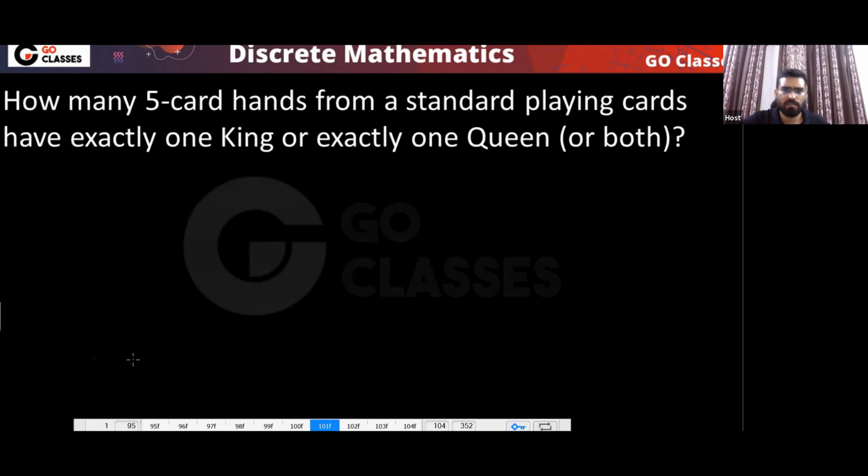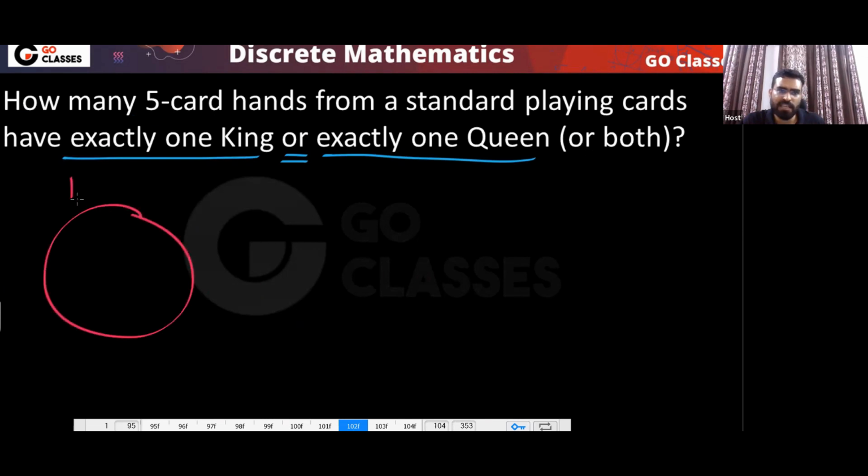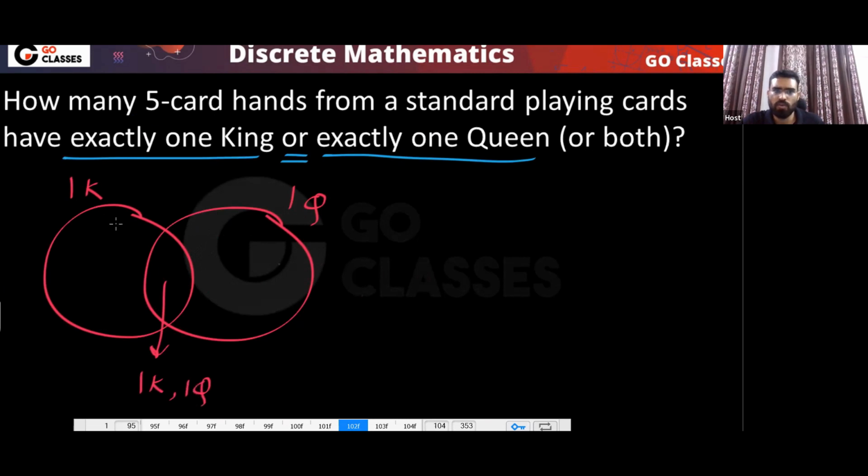Tell me the answer for this. Let's see this. How many 5 card hands from a standard playing cards have exactly 1 king or exactly 1 queen or both? So basically it means exactly 1 king or exactly 1 queen or both. This means here you have exactly 1 king and exactly 1 queen. So tell me the answer. You want 5 cards with exactly 1 king.